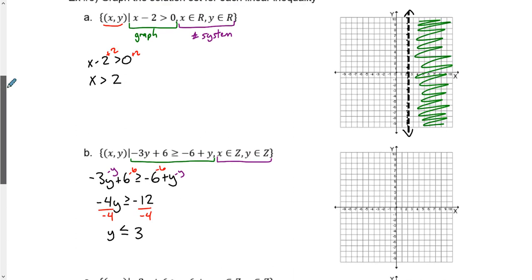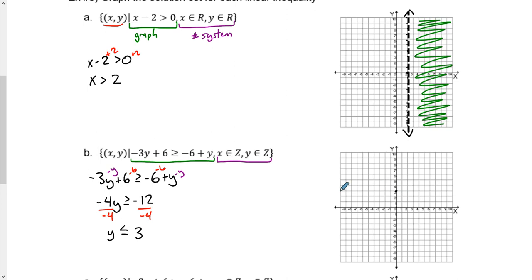So what that means is our y's, sorry, y's less than or equal to 3. I must have said greater, I thought I did. Less than or equal to 3. That means our y value is 3.